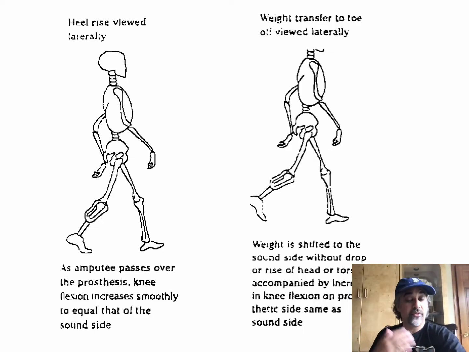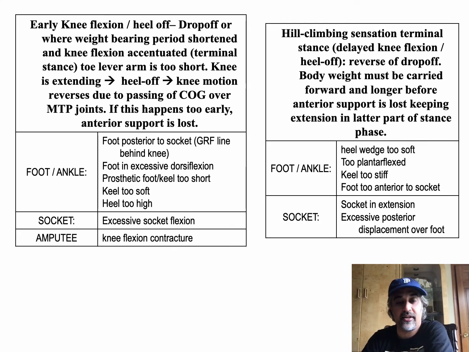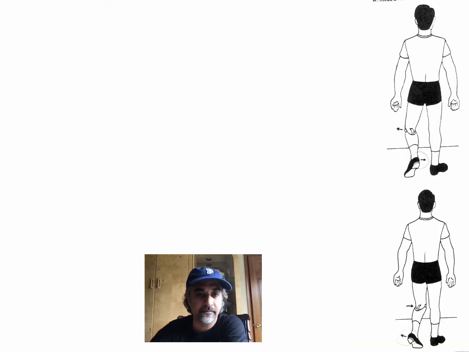As we progress through the gait cycle in the BK, we have terminal stance and initial swing. There's really, again, only two things that can occur here. You can have excess knee flexion or not enough flexion, too much extension. And all the same things in the Malhotra hack apply here again.